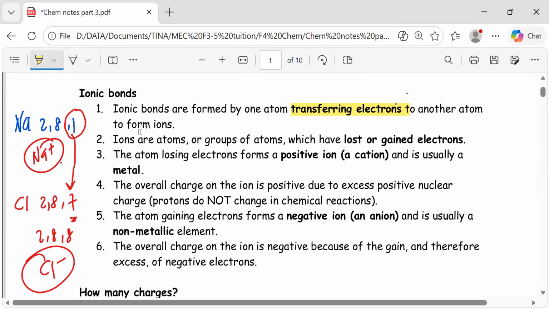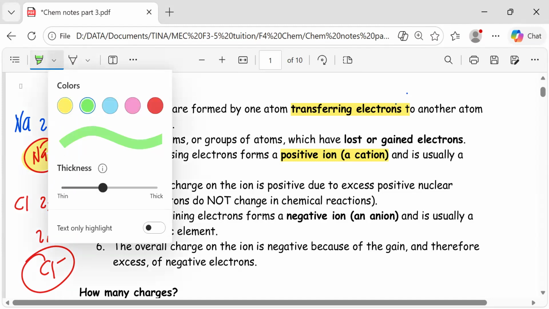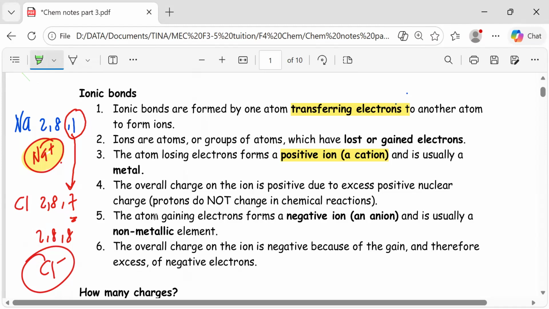Ions are atoms or groups of atoms that lost or gained electrons. The atom losing the electron will form a positive ion or a cation, and it has to be a metal. The overall charge changes. The atom gaining the electron becomes a negative ion or an anion, and it's always the non-metal.